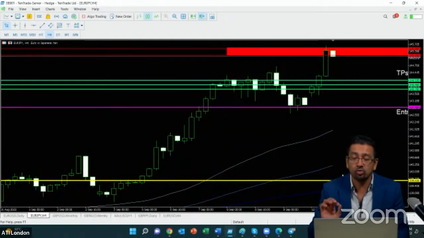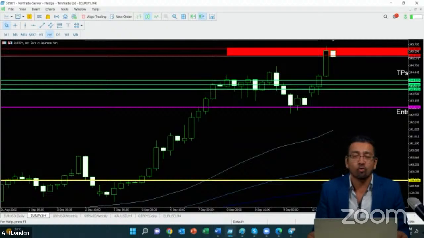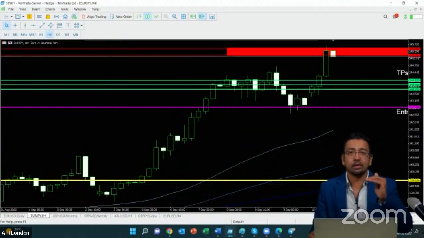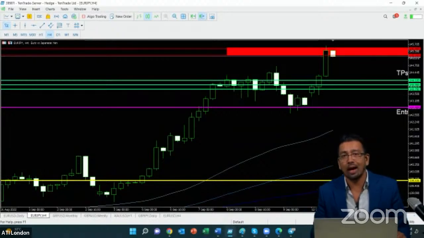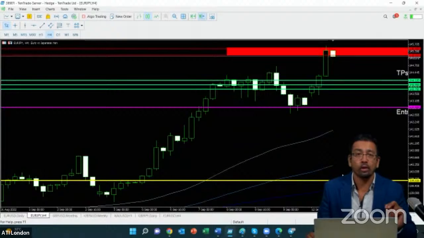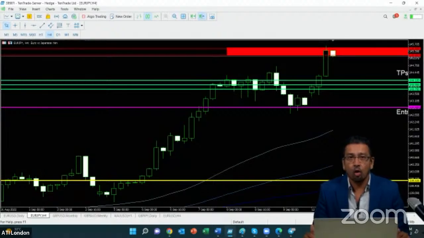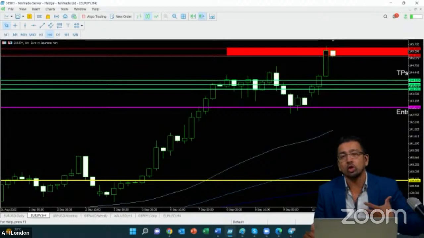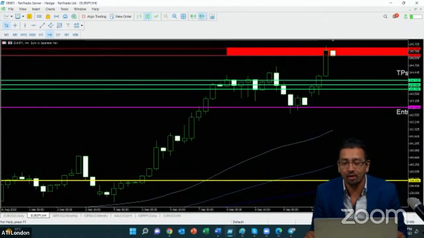So hence the reason we don't actually sell too close to 145.20. It's probably best for you to sell 10 pips under, so that would give you an ideal selling price at 145.10. This is where it would make a lot of difference in your trade, also increasing your probability and reducing your risk of reversal.